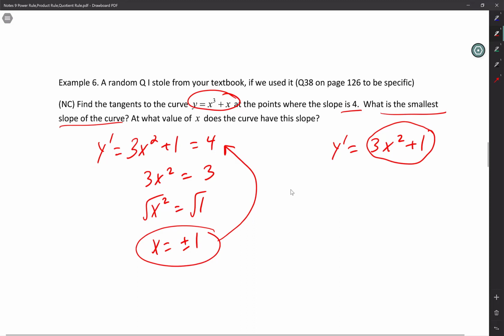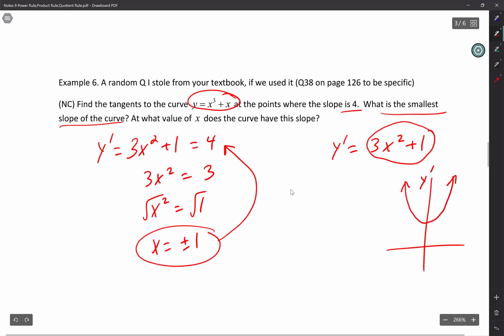No? Okay. If I were to graph this, the graph looks like this. It's a parabola. This is not my y graph. That's my y prime. What is the smallest y prime value that this slope ever gets? The smallest y prime value is 1. This is the graph of the slope. This is not the graph of y equals x cubed plus x. If this was a graph of y, then you would say the smallest slope is 0, which happens at 0.